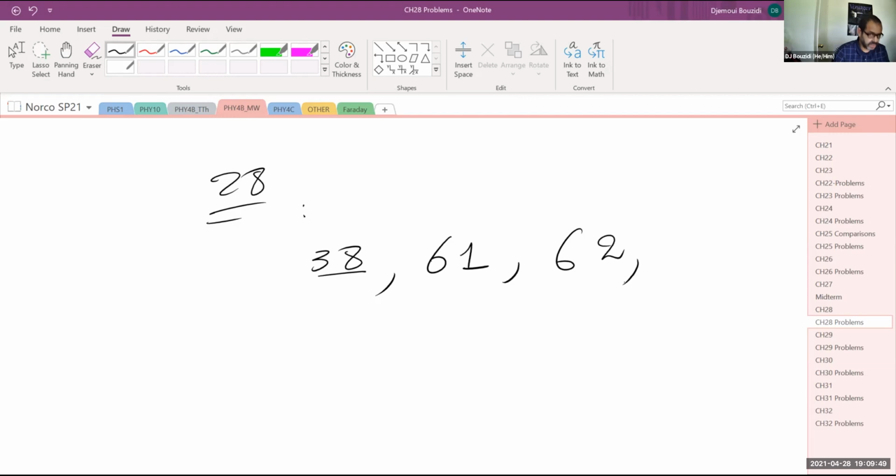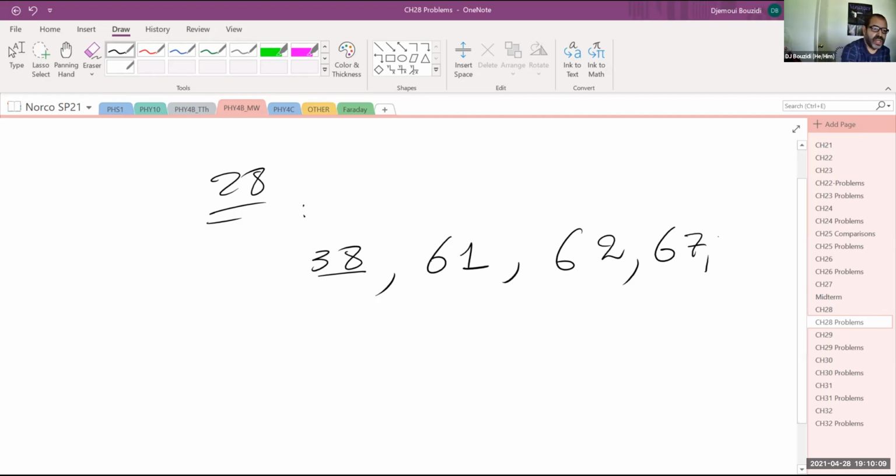However, we're not going to do problem 64. The next problem is actually 67. Problem 67 is very similar to a lot of problems we did in electricity too, except there we had a charge distribution. Here we have a current distribution. That's the difference.